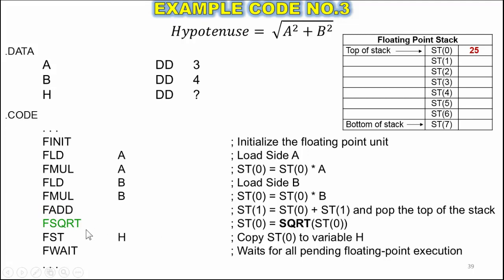The next command, fsqrt, computes the square root of the value at the top of the floating point stack. And the result of the square root of 25 is 5. And it is stored and replaces the value of the top of the floating point stack. Using this formula, st at index 0 is equal to the square root of st at index 0.